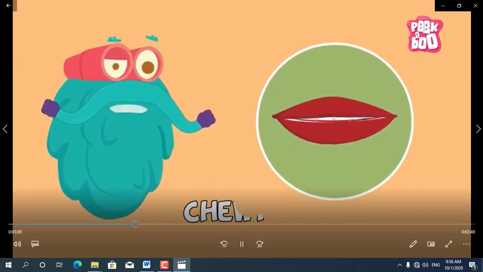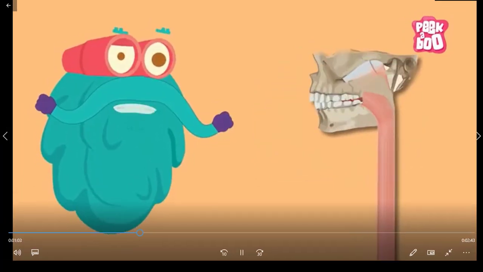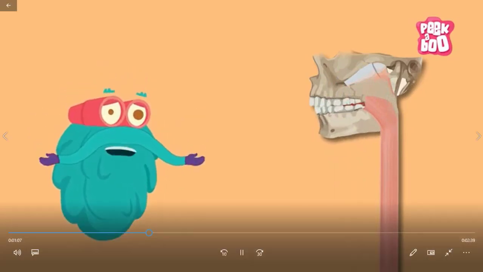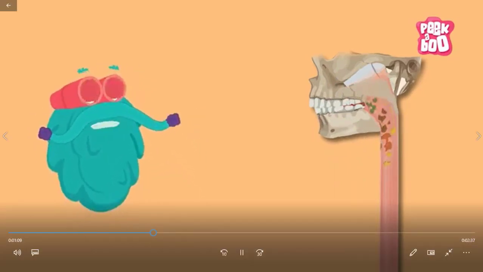Chewing is the first stage of the digestive system. When you chew your food, the food particles break down into little pieces that are easier to swallow.